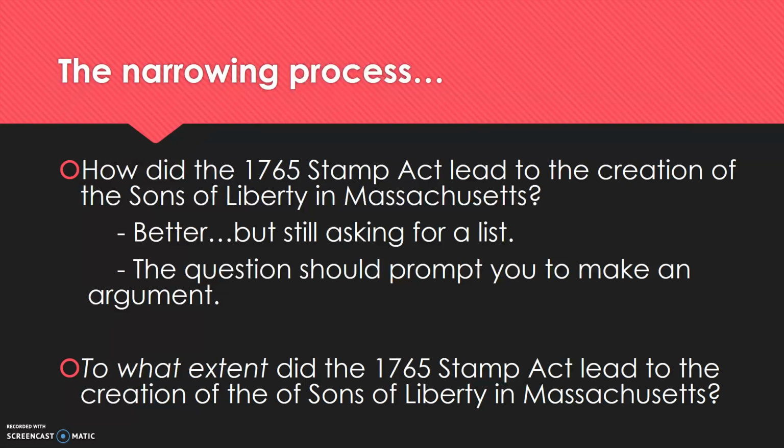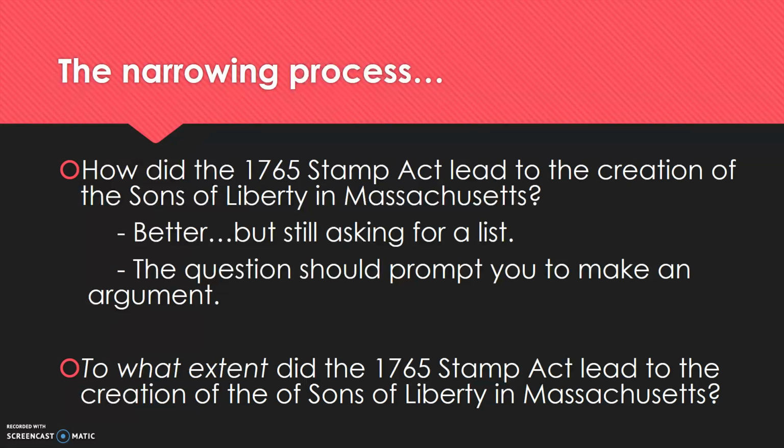Not only am I looking narrowly at the effects of the 1765 Stamp Act, I'm trying to figure out, can I measure how much the 1765 Stamp Act led to the creation of the Sons of Liberty in Massachusetts, okay? The way that this question is worded is better because it's narrow, but the "how did" part is still kind of asking for a list of answers. And we want the question to prompt you to make different arguments.